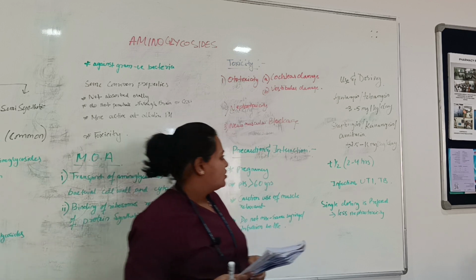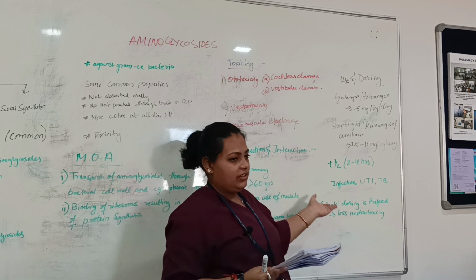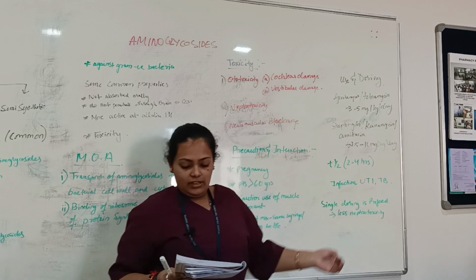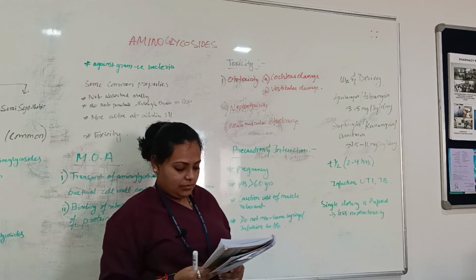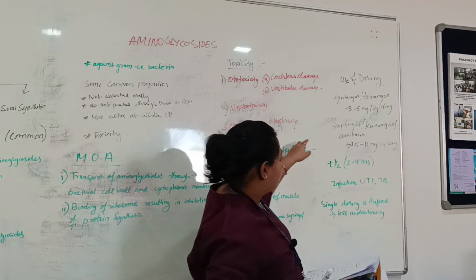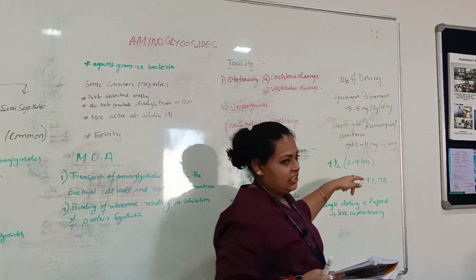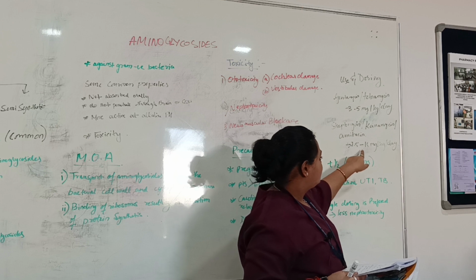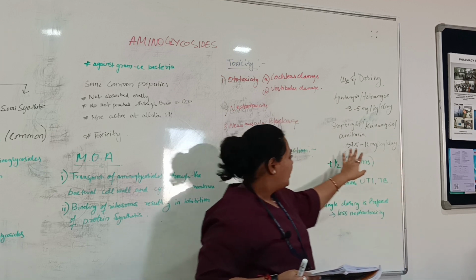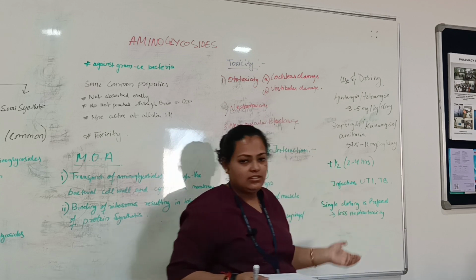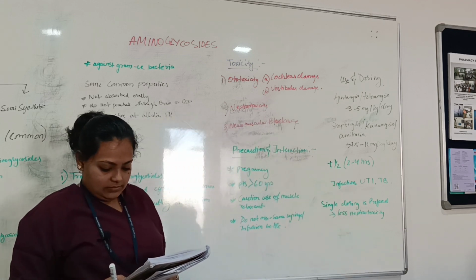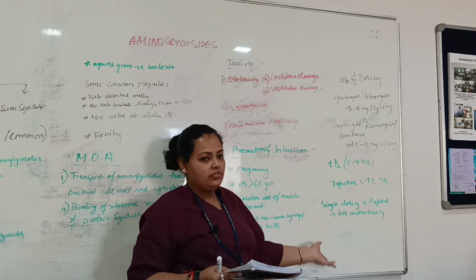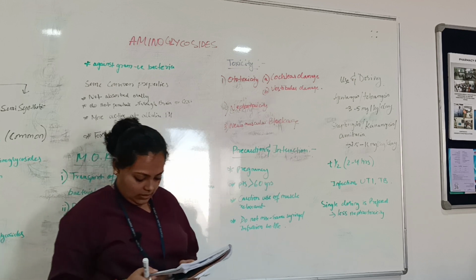Then is your use and dosing. It is used for infections, and TB. Basically it was discovered for TB and infections only. There is a dose: gentamicin and tobramycin is 3 to 5 mg per kg per day, and streptomycin, kanamycin and amikacin is 7.5 to 15 mg per kg per day. Amikacin is widely used. Here it is also mentioned that a single dose should be given because of less nephrotoxicity.